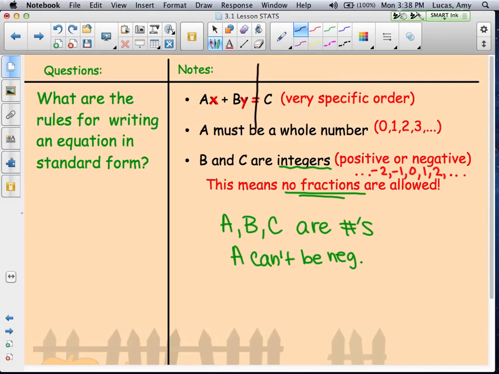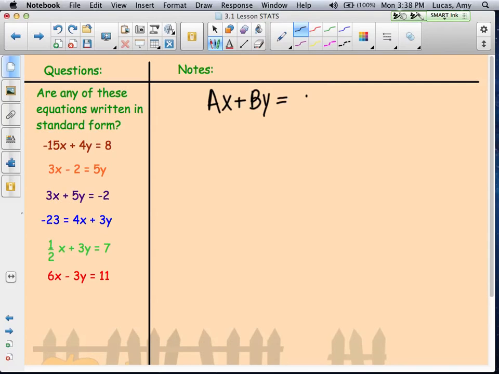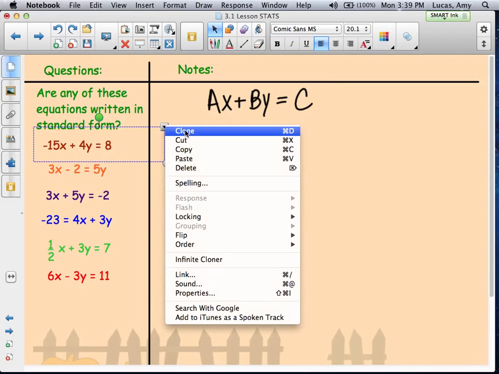You look at it like a train track: on the left-hand side, you've got to have both of your variables, x and y. The C is the only thing on the right-hand side, and it is an integer, positive or negative number. Okay, we're going to try this out. We've got 6 different examples here, and we want to see if you can recognize if any of these are written in standard form, following all of the rules that I just talked about.